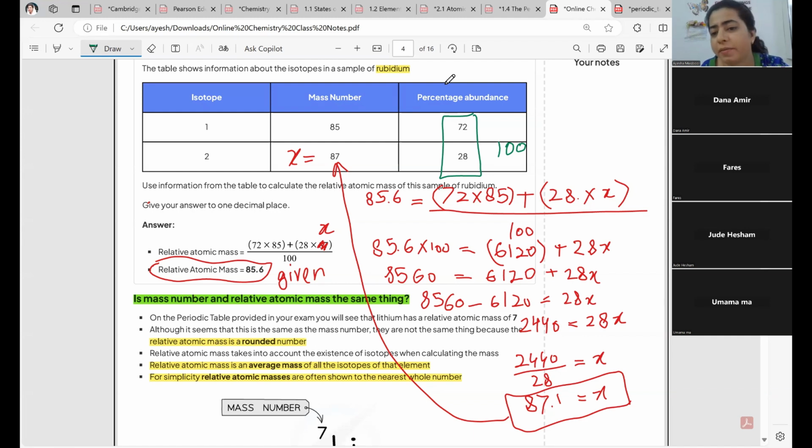You will get the answer. You can even use this formula and get the same answer, but why waste the time? Just subtract from 100 and get the second percentage abundance, because both together are 100. If one is missing, subtract from 100. So if only one isotope's percentage is given, we can find the other ourselves, right? Yes, if only one percentage is given, we can find the other by subtracting. If one mass number is given, we can find the other one by this formula.